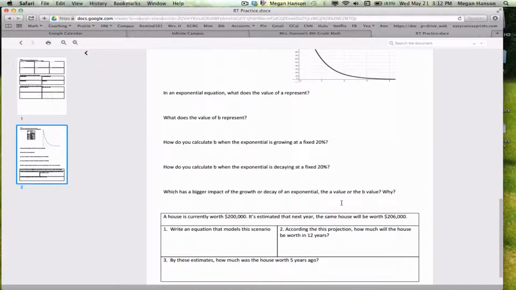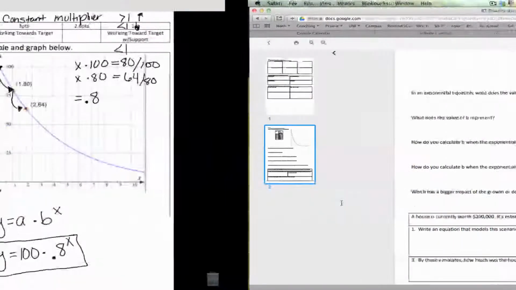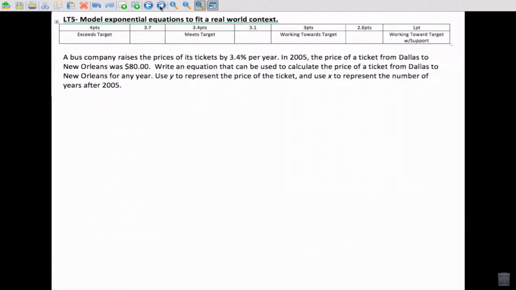Okay? All right. So if we're moving on to LT5, and LT5 is where the people that skipped ahead should be here. We are asked to model exponential equations to fit a real-world context.